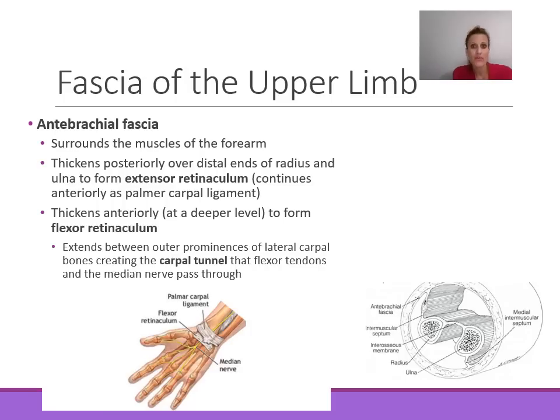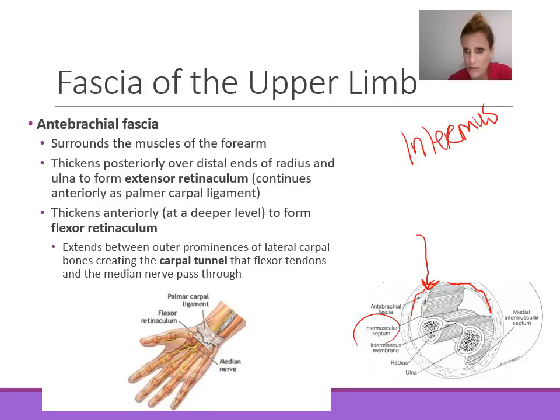The antebrachial fascia is the deep fascial layer that surrounds the muscles of the forearm. When we look at the antebrachial fascia, again, it's divided into an anterior compartment and a posterior compartment. It's just divided a little bit differently than we saw up in the brachial region. There's the antebrachial fascia around the outside, which you see here, right? All around the outside is the antebrachial fascia. Then you see the intermuscular septa.